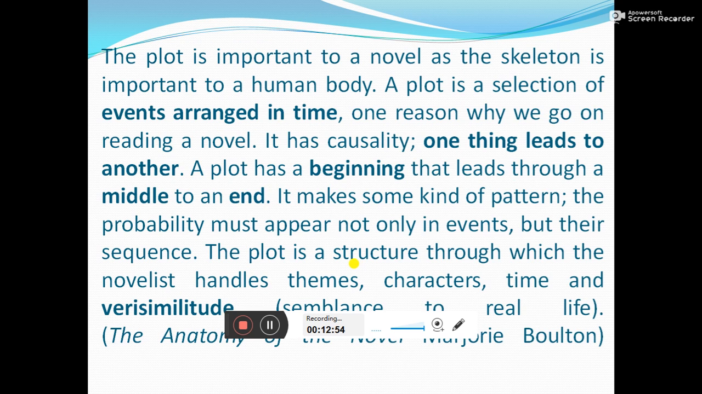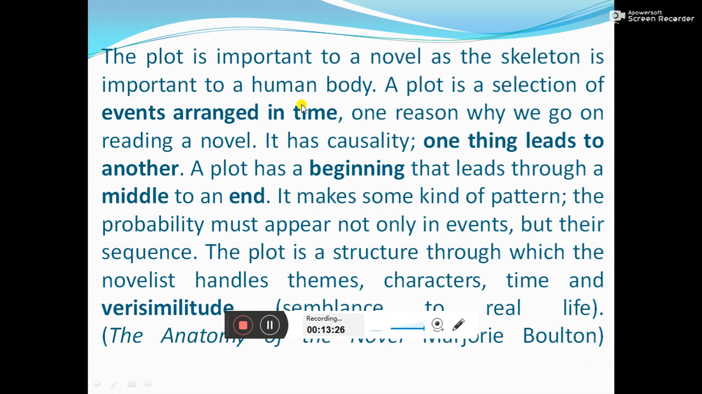Here is another description of the plot. The plot is important to a novel as the skeleton is important to the human body. Please try to understand this comparison. It underlines the significance of the plot to any novel. It says that the plot is important to a novel as the skeleton is important to the human body.